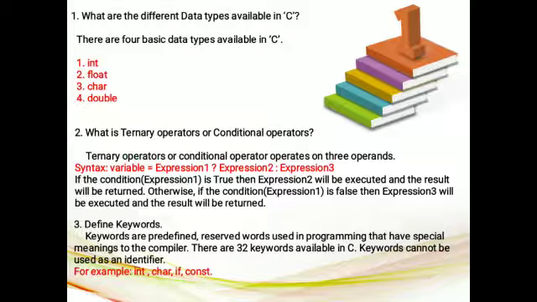Define keywords. Keywords are the predefined or built-in words or the reserved words used in C programming, and they convey some special meaning to the C compiler. There are totally 32 keywords available in C language. The keywords cannot be used as identifiers. Some of the keywords are int, char, if, const.